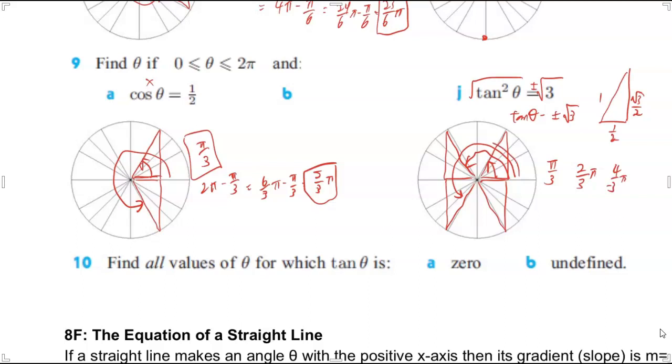And then this one is going to be 5/3 pi. All right, those are the 4 answers for J.